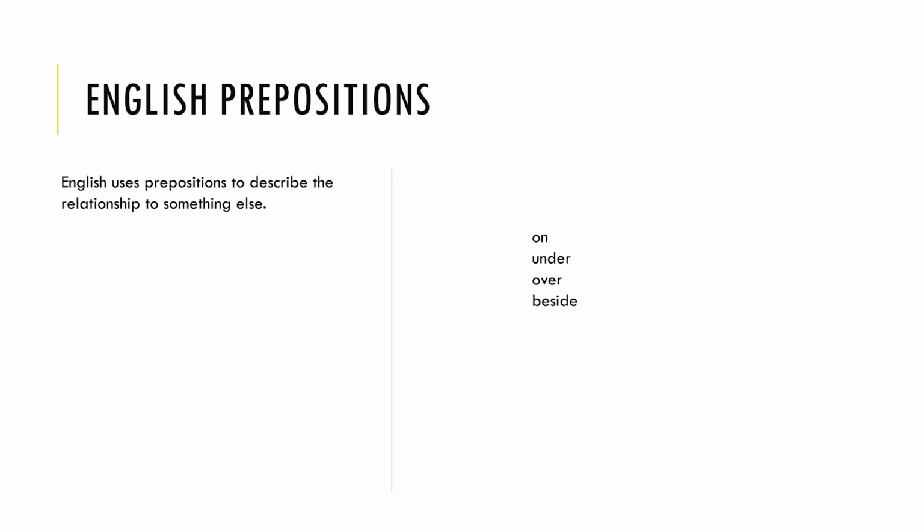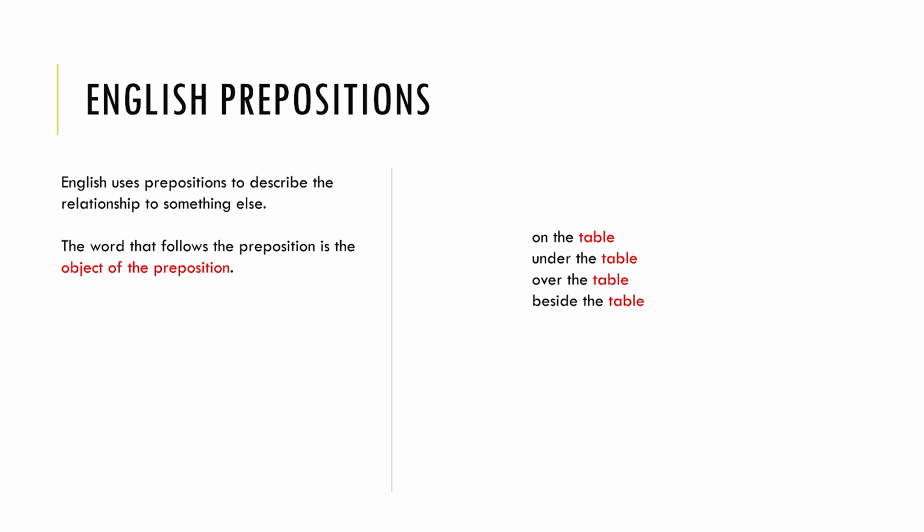Okay, now on the other side, so we said the cat was on the table. The cat is the subject, but on the other side of the preposition, you have the object of the preposition. The word that follows a preposition is the object of the preposition. It's the thing we're talking about in relation. So the cat is on what? What is it on? The table. So that means the table is the object of the preposition, and the preposition is on.